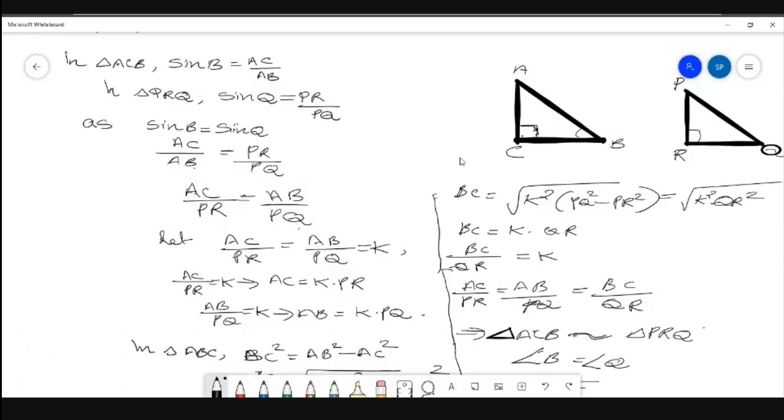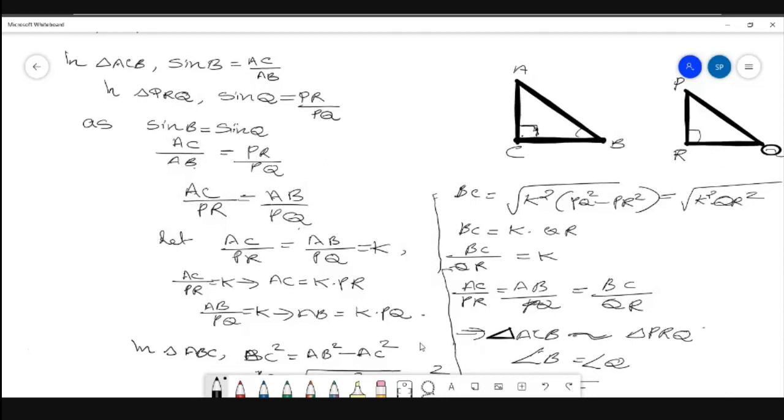So let AC by PR equal to AB by PQ equal to K. So AC by PR equal to K or AC equal to K into PR, and same way AB by PQ equal to K. So AB equal to K into PQ. Now in ABC, we'll find what is BC. And if we get BC by QR is also K, we can say that the triangles are similar.